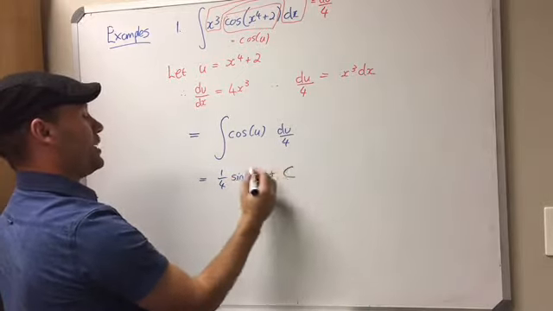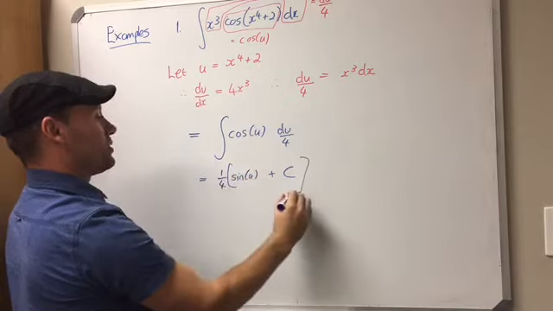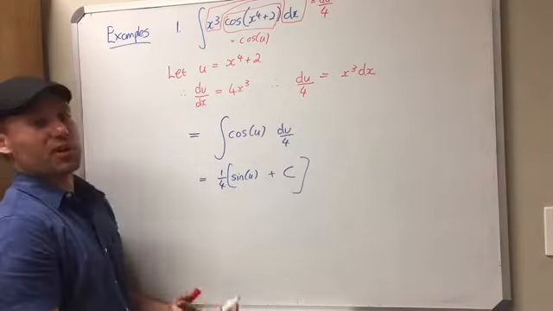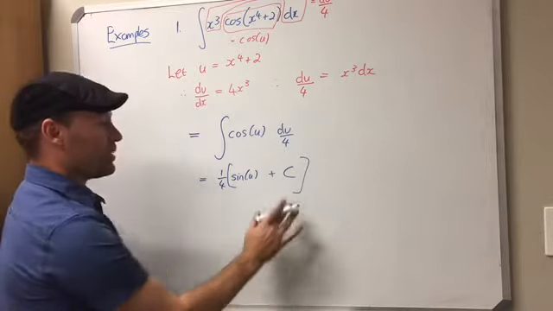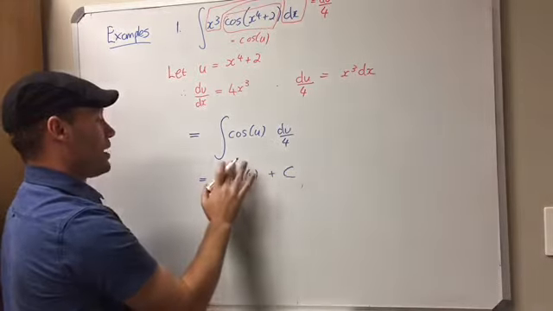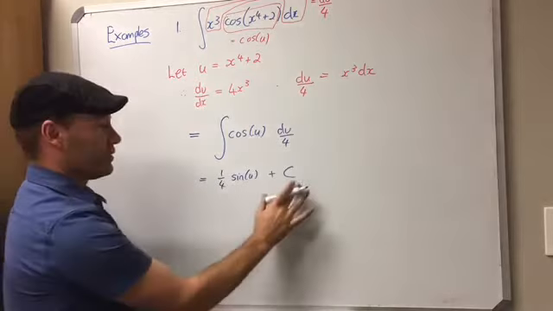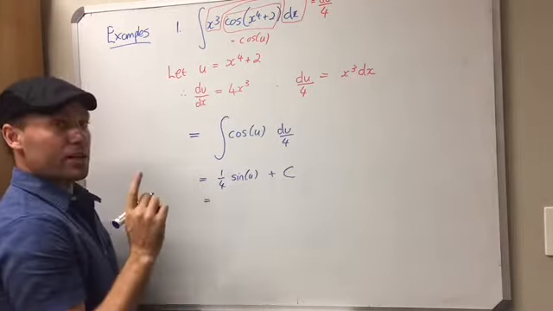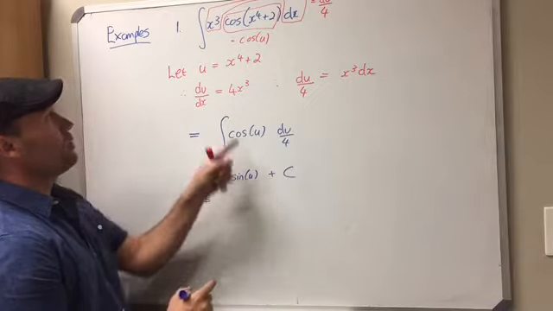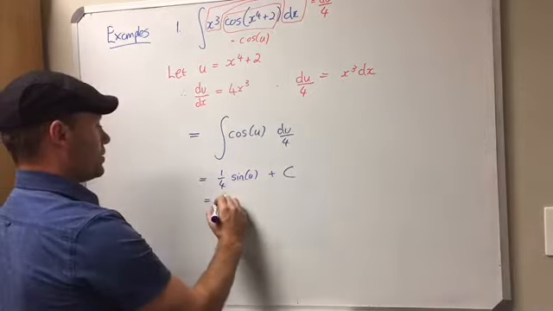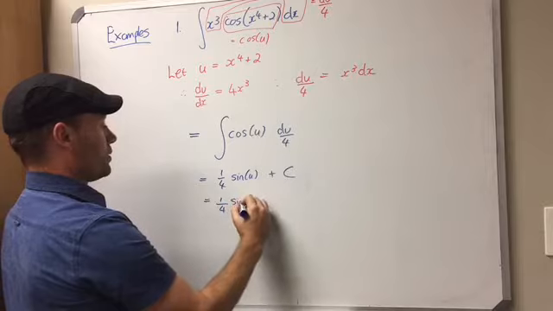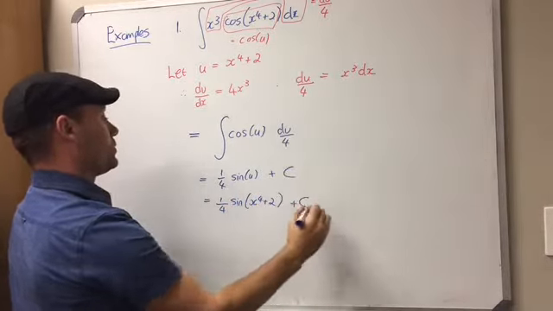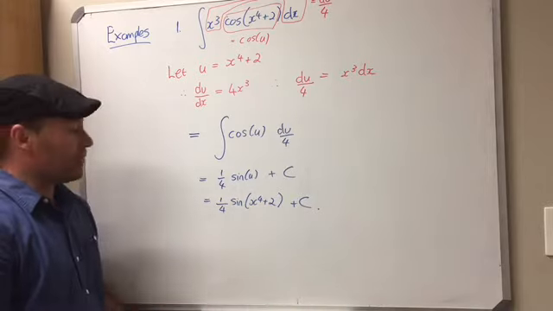And you can put the plus c in the brackets like this, or you can leave it out of the brackets, because a quarter times a constant is still a constant. Okay, so sometimes you might prefer just to write it like this. That's okay as well. Don't forget the last step, which is to replace u with x to the 4 plus 2. Good. That's the final solution.